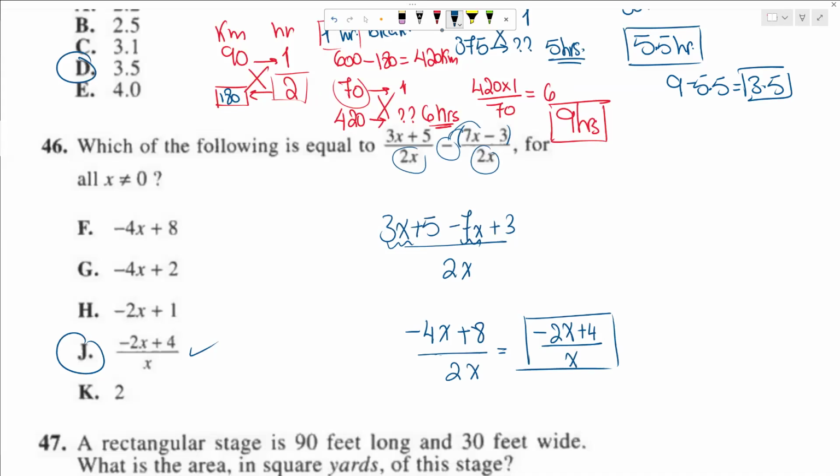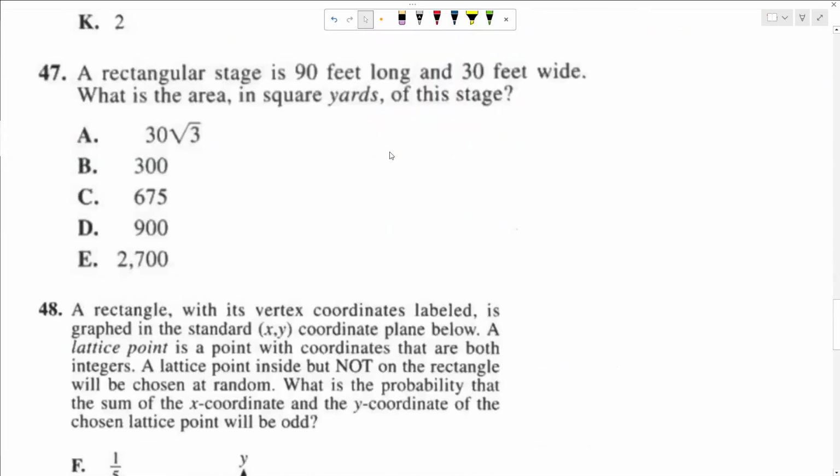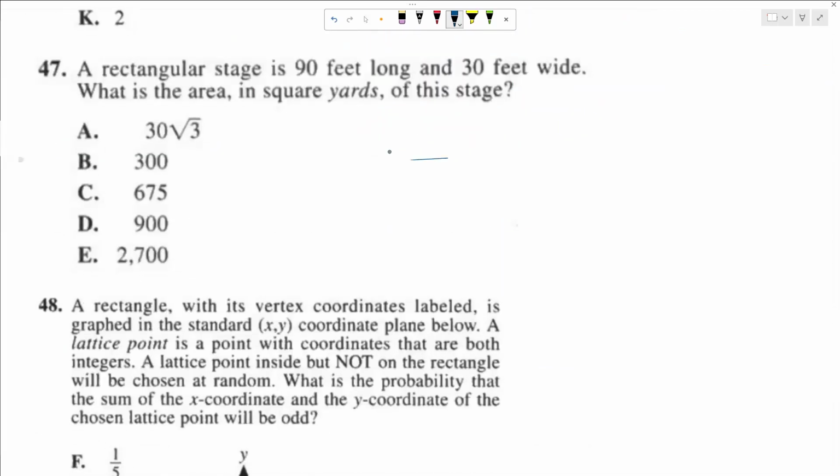Okay. A rectangular stage is 90 feet long and 30 feet wide. Right away I started showing myself a draft. What's the area, but in yards? So this is a question where we need to know the rate of change between yards and feet. Of course, this is again the international version, so you're not given this rate. But it should be given in our exam. This is not the international, this is the American one.